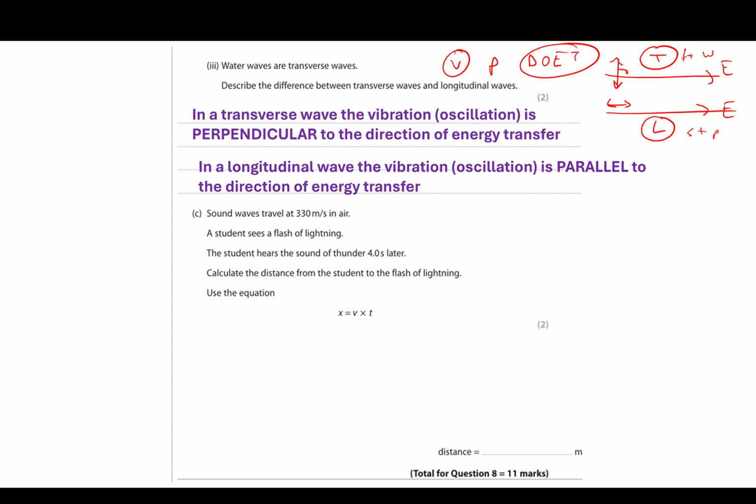And then the last one tells us sound waves travel at 330 metres per second. So we've got a speed there, or velocity. The student hears the sound, that's T. Calculate the distance, that'd be D, or if it was a displacement, X. We can see we're after X. So we just need to take the speed, 330, multiplied by 4. And that's it, done. A lot easier than the previous question.